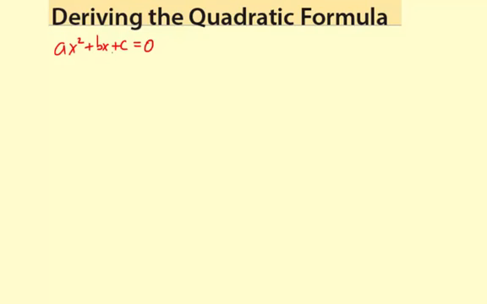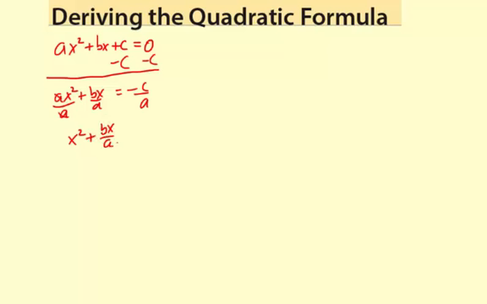Okay, so we're going to be completing the square on this trinomial. First step is to subtract the constant term, so minus c, and that will give us ax squared plus bx equals negative c. Then divide both sides by a, which is the leading coefficient, and these a's simplify out. So we have x squared plus bx over a equals negative c over a.